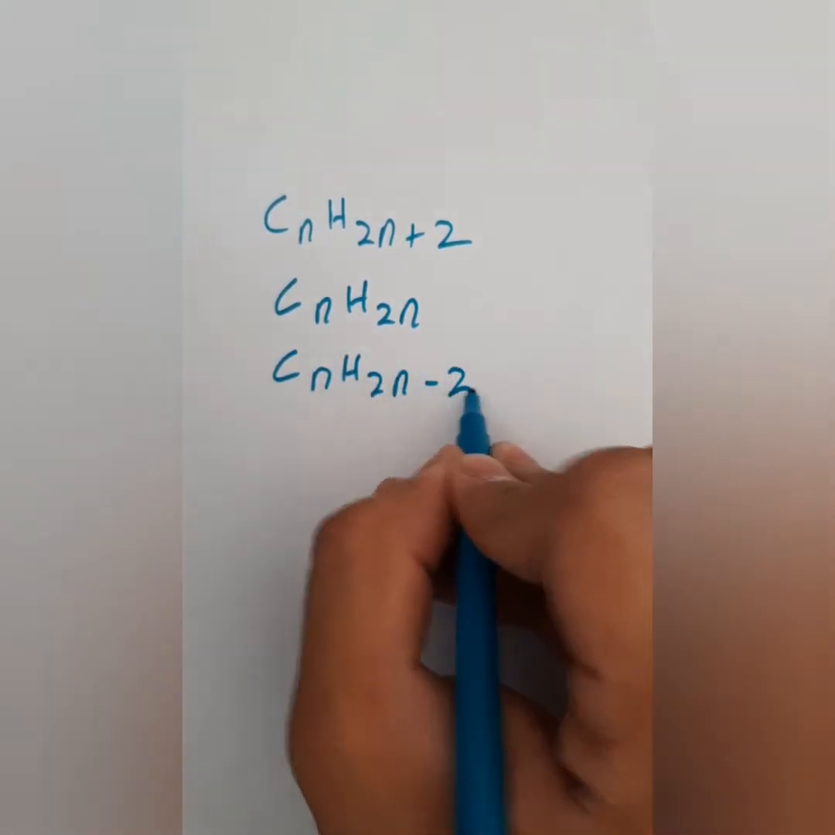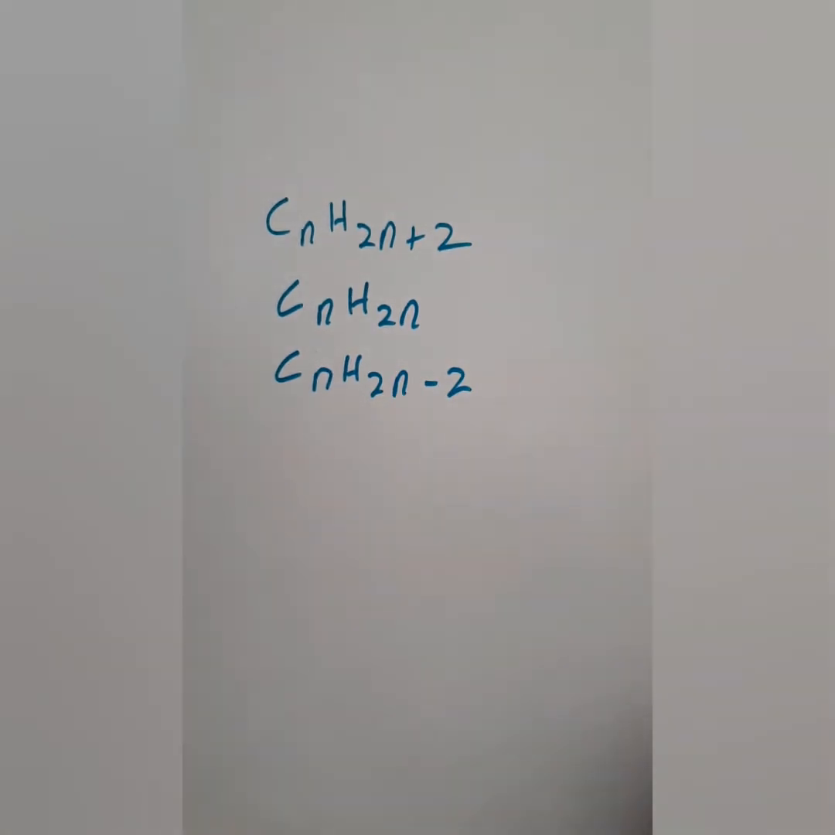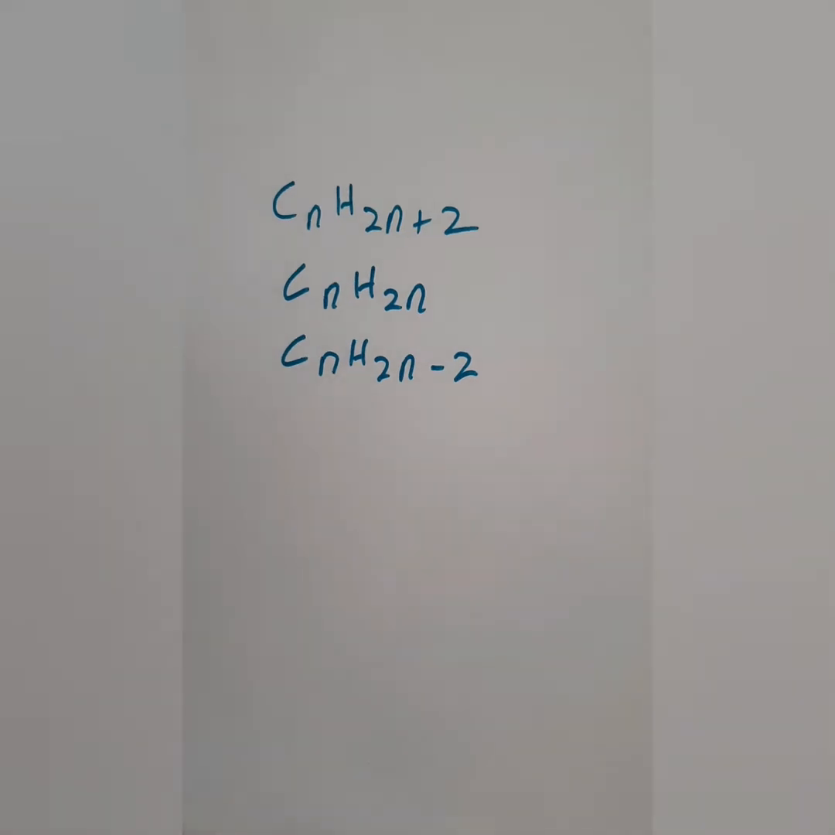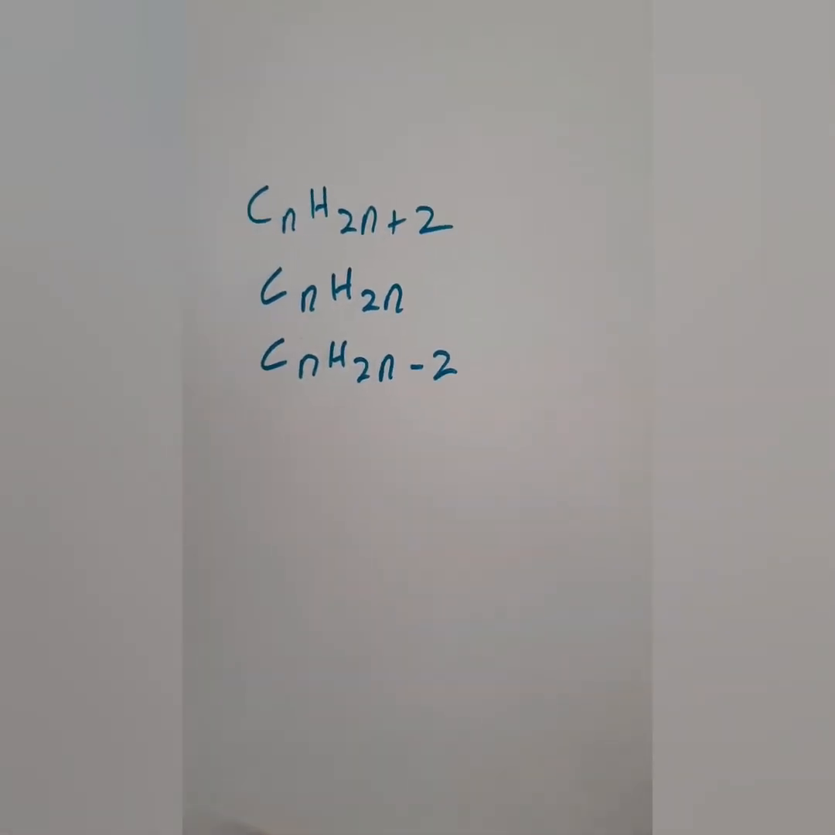CnH2n minus 2. But what happens if we have a double bond and a triple bond, or more than two double bonds or triple bonds? In such combinations, there is one general formula which we can use for chains, for branches, for alkanes, alkenes and alkynes, as long as it's not ringed. If this is a ring carbon chain, then this formula won't work. Then there's a separate formula.